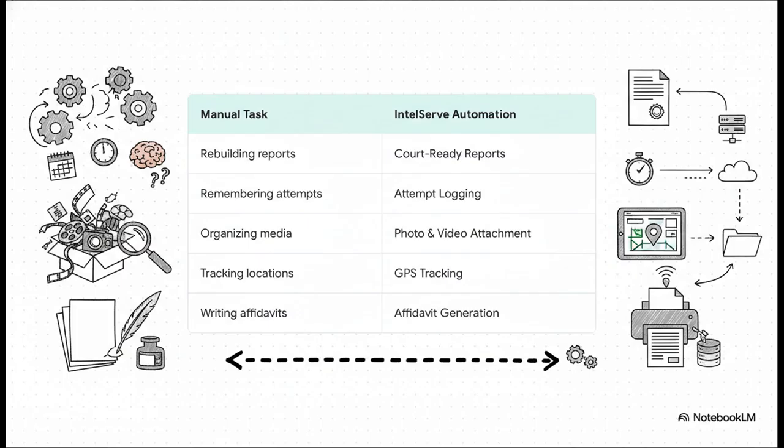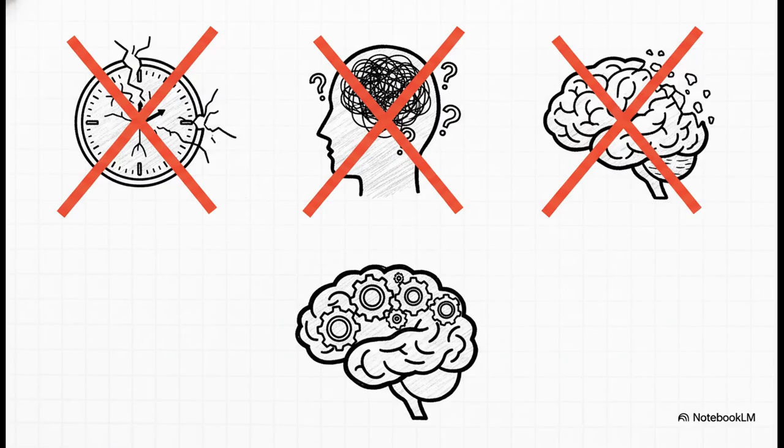On the left, you've got the old way, the painful way. Rebuilding reports from memory, trying to remember exactly when you made an attempt, sorting through photos and videos later. On the right, that's the fix. For every single one of those manual, memory-based tasks, there's a direct, automated solution. You're not writing affidavits from scratch. They're being generated for you. It's a complete upgrade. And this is what it all adds up to. This is the goal. No more rebuilding your day's work. No more second-guessing whether you got a detail right. And most importantly, you are no longer depending on your memory when accuracy is everything. The system remembers for you.